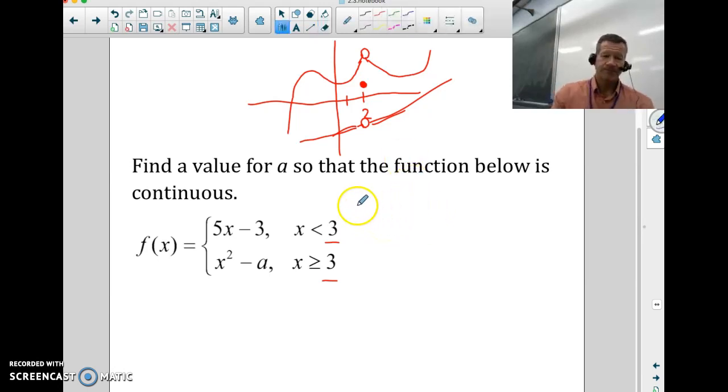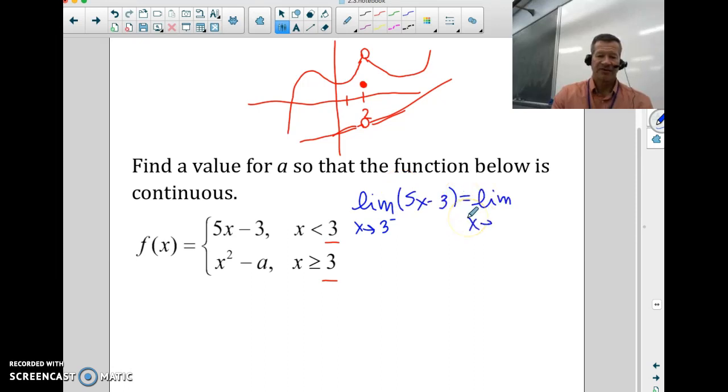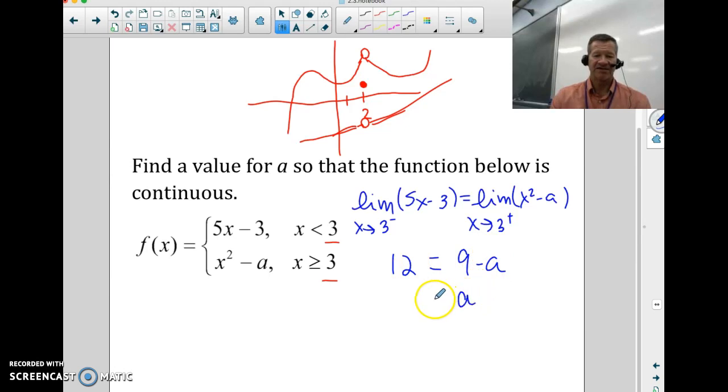So the limit, as x approaches 3 from the left, and this is the function to the left of 3, 5x minus 3, has to be equal to the limit as I approach 3 from the right, which would use this parabola to the right of 3, x squared minus a. How do I find limits? I substitute. Put 3 in there. 5 times 3 is 15, minus 3 would be 12. Equals, on this side I put 3 in for x, I get 9 minus a. Well, these have to be equal, so solving for a, I found out that a is negative 3.